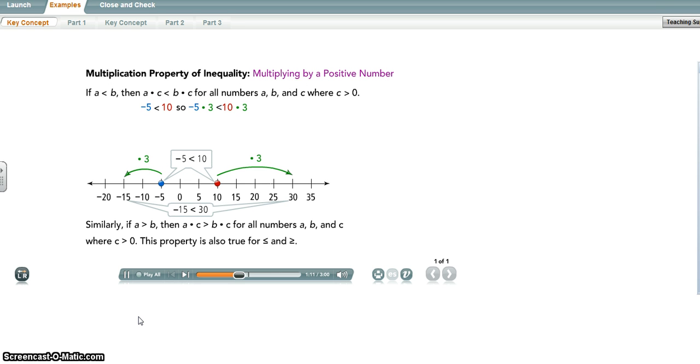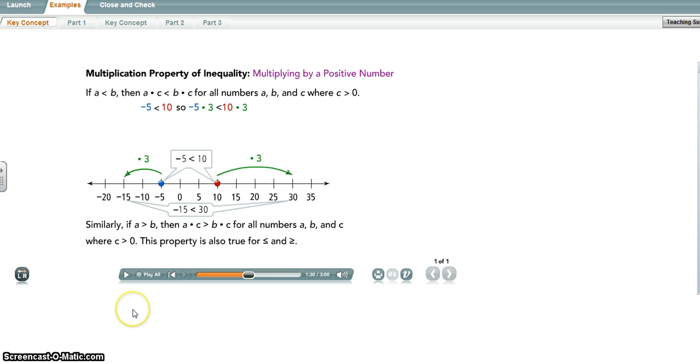Similarly, if A is greater than B, then A times C is greater than B times C for all numbers A, B, and C, where C is greater than 0. The multiplication property of inequality is also true for less than or equal to and greater than or equal to.